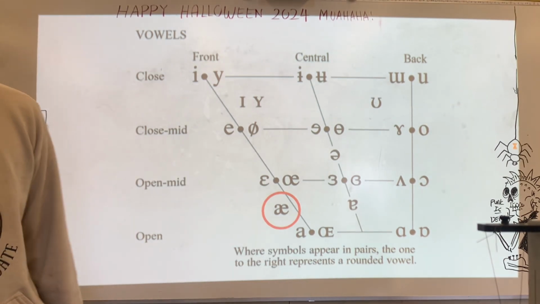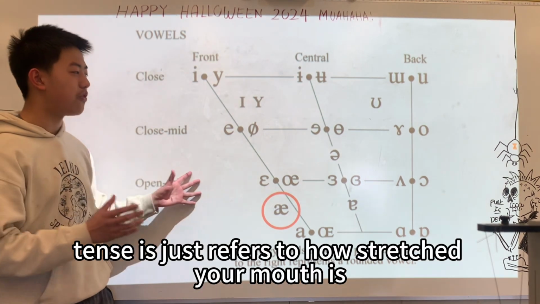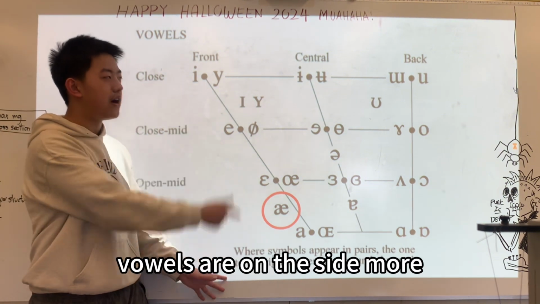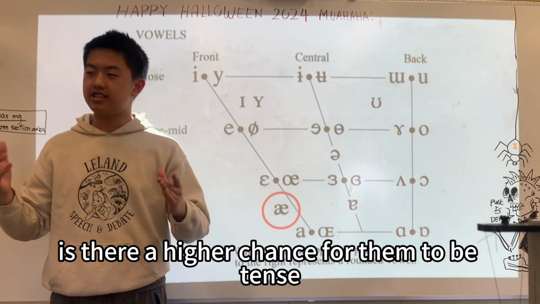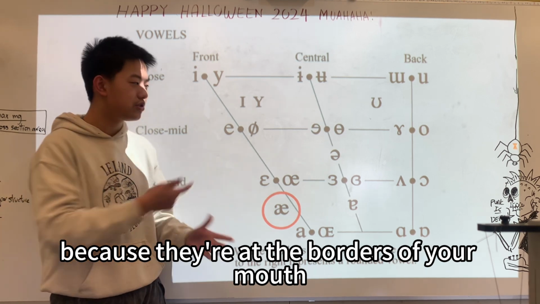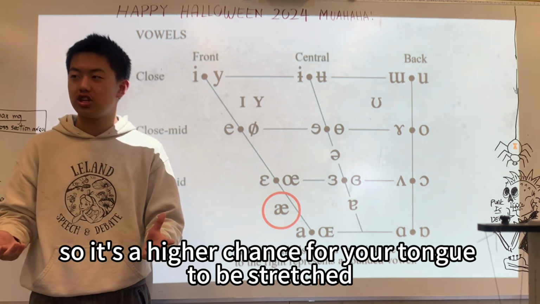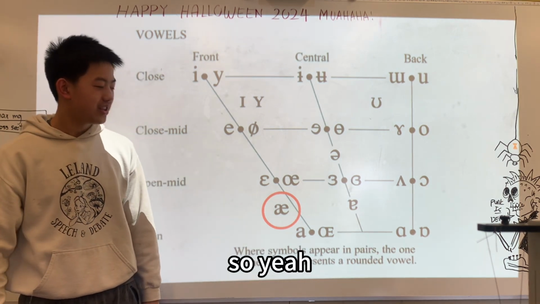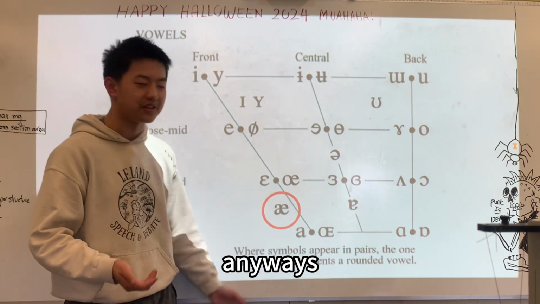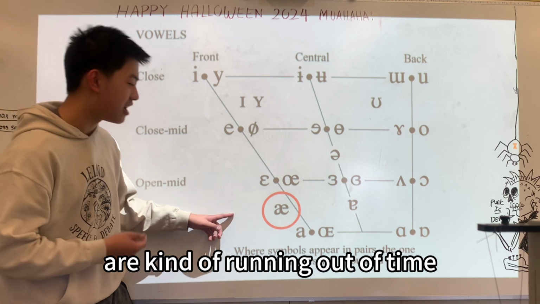Let's try this one. Wait, how do you know if it's tense or not? Tense just refers to how stretched your mouth is, right? If the vowels are more on the side, there's a higher chance for them to be tense, because they're at the borders of your mouth. So there's a higher chance for your tongue to be stretched, right? Usually just take a guess because it's 50-50 anyways. I'm just going to go over the rest because we are running out of time.